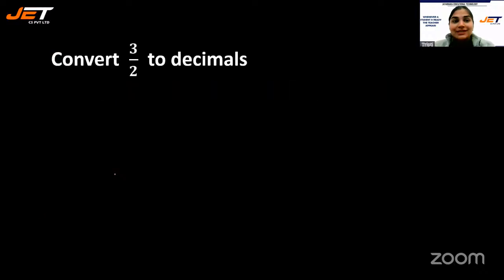So here, let's say the fraction is 3 by 2 and we have to convert this fraction 3 by 2 into decimal. So how will you do it? It's very simple. 3 by 2 means 3 divided by 2. Just do that. 3 divided by 2. So how do we divide?